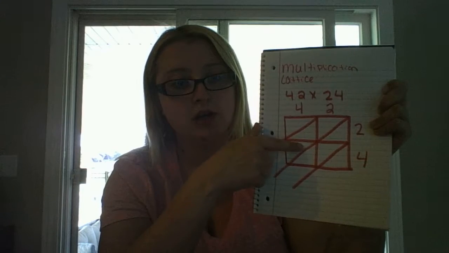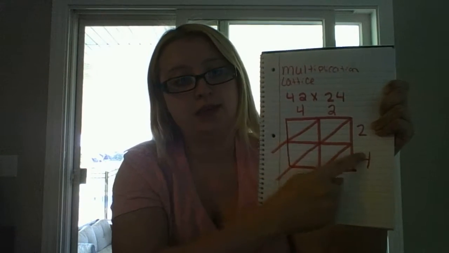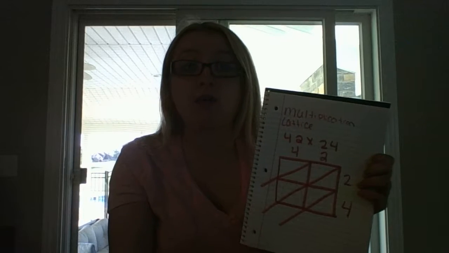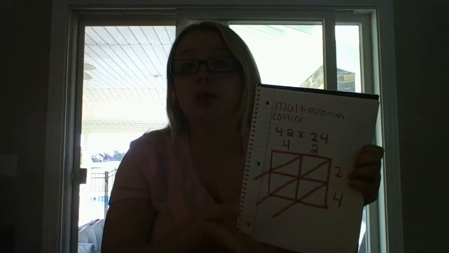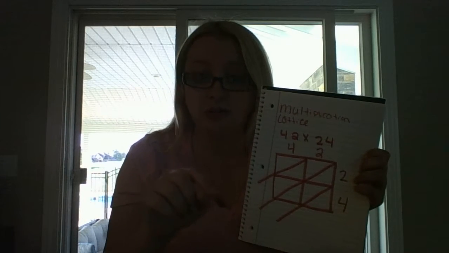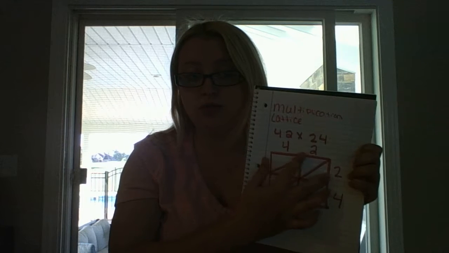As you can see, each number has specific boxes: 4, 2, 2, and 4. Now I'm going to start with my multiplication. I'm going to take 2 times 2, and when I do that, I know that I get 4. And 4 is a one-digit number, so we're going to have to make sure we add our 0 to our column.